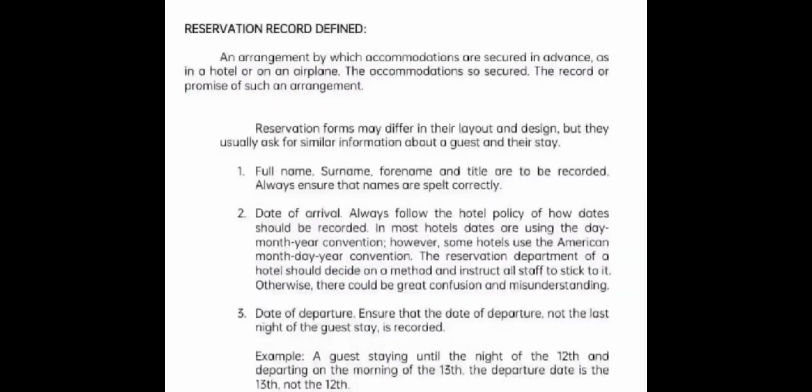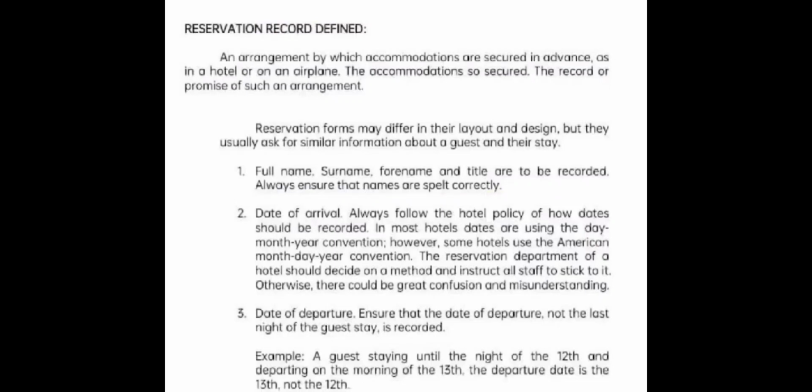Good day everyone, I'm Daniela and I'm continuing the report of Jay about computerized reservation system is operated based on property. So let's proceed to my topic about reservation record defined: an arrangement by which accommodations are secured in advance, as in a hotel or an airplane. So the accommodations so secured, the record or promise of such an arrangement.